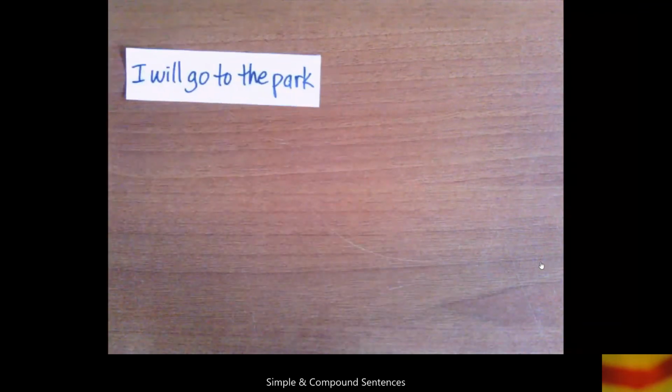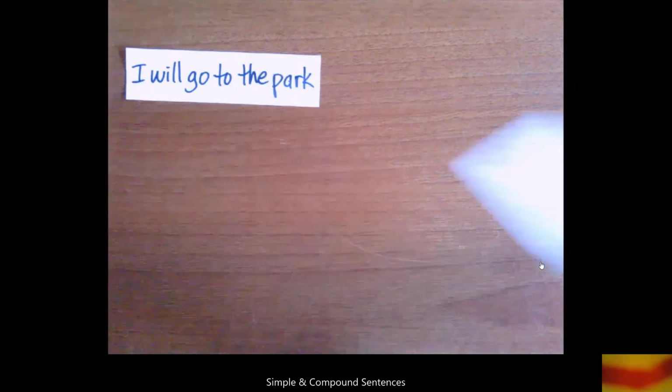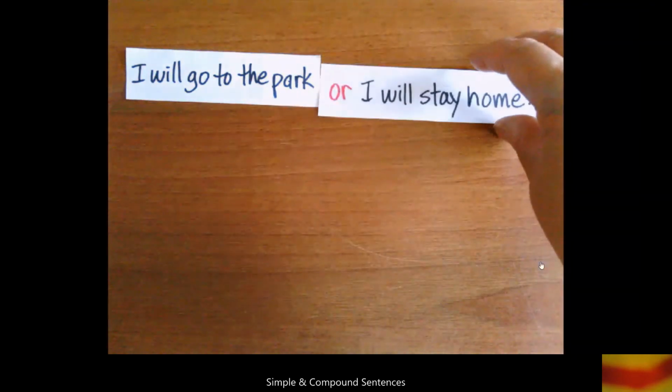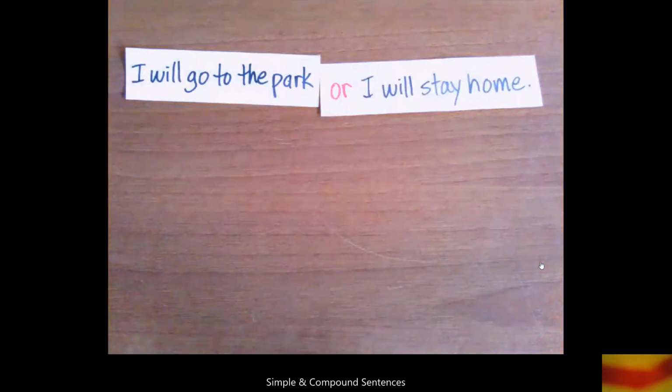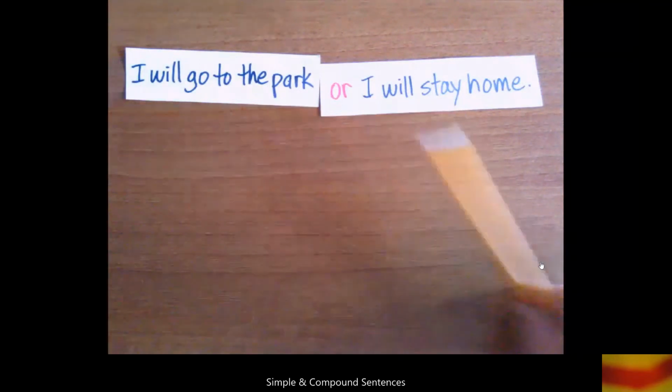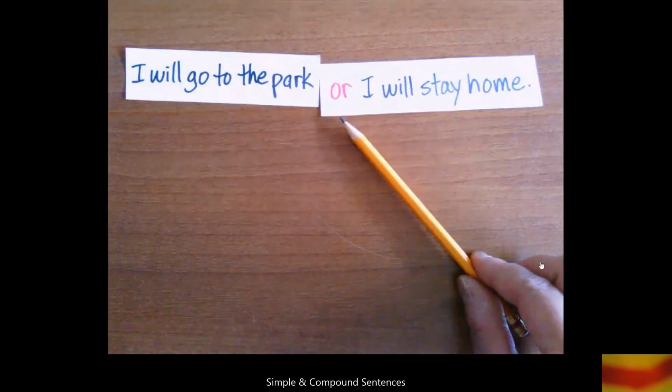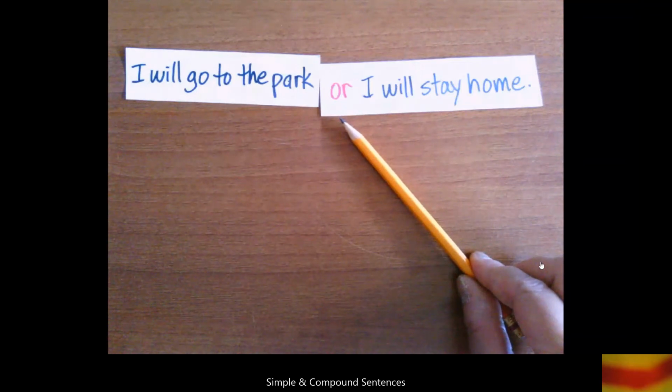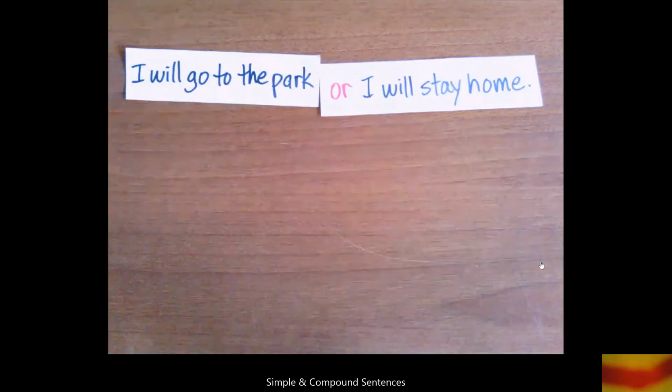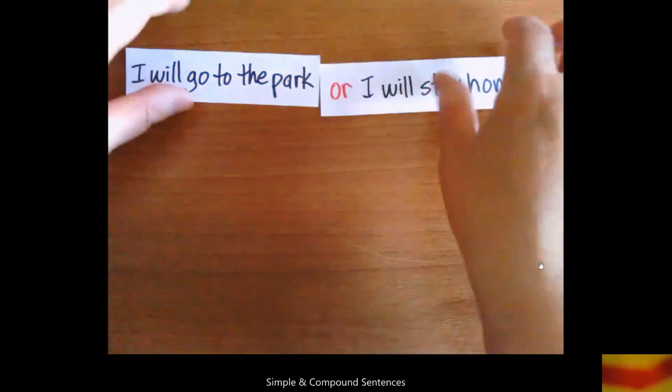I will go to the park, or I will stay home. Or, connecting these two simple sentences, gives alternatives. So that's the use of or. Now, it is a compound sentence.